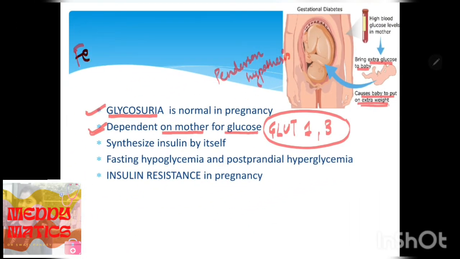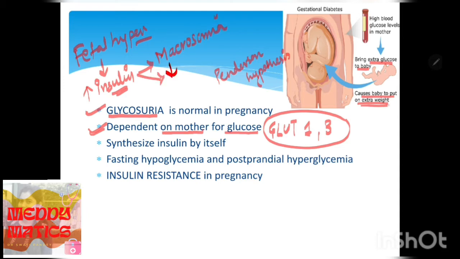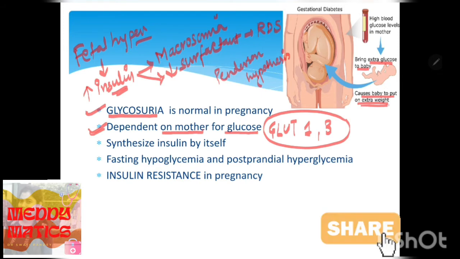Fetal hyperglycemia can stimulate the fetal pancreas to produce more insulin, and this extra insulin increases growth in the fetus, leading to macrosomia. This increase in insulin can also lead to decreased surfactant, which can lead to respiratory distress syndrome in the neonate. So this can be a consequence of hyperglycemia.